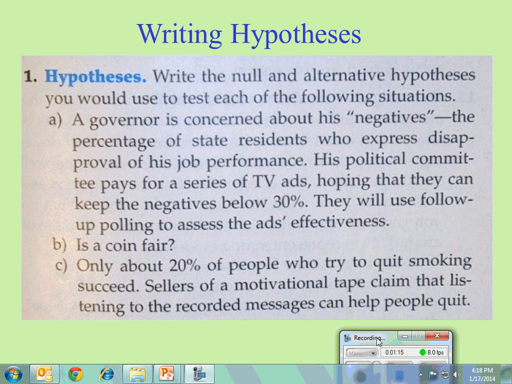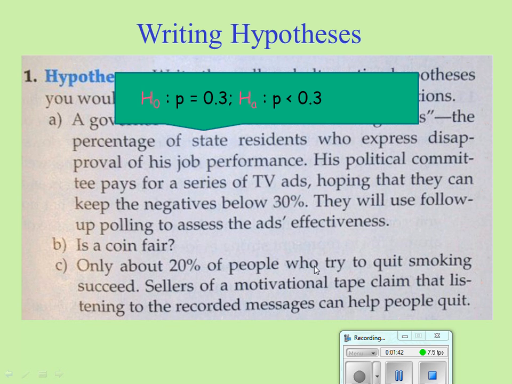So his political committee pays for a series of TV ads, hoping that they can keep the negatives below 30%. So your null hypothesis is that 30%. That's the status quo. And your alternative hypothesis, given the context clues in the problem, we're looking for below 30%. So we're looking for less than. So here's our parameter, there's our P, there's our 30%, and there's less than.